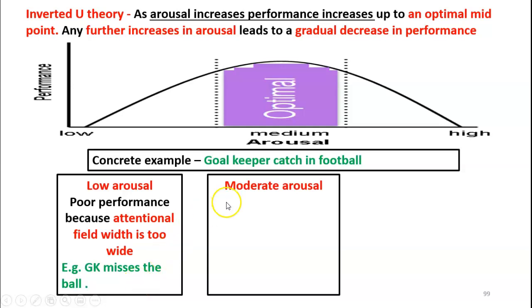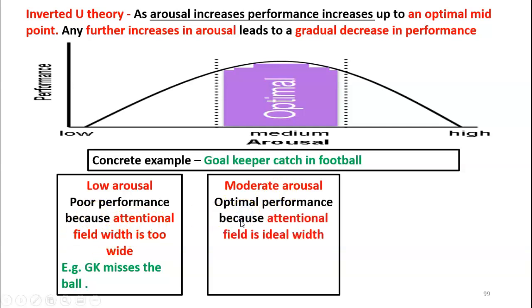Flipping around, when it's moderate arousal, which remember is our optimal arousal, this will lead to optimal performance. Again, we use attentional field width, because it is the ideal width, and this is when you're focused, you're in the zone. You're focused on everything around, you're picking up the cues that you need to. You see a winger, for example, in football crossing the ball in, and straight away the goalkeeper is focused. Because their attentional field width is ideal, they're picking up the right cues. What does this mean? A goalkeeper catches the ball, and if we flip it over, I'm sure you can start to work out this last one now.